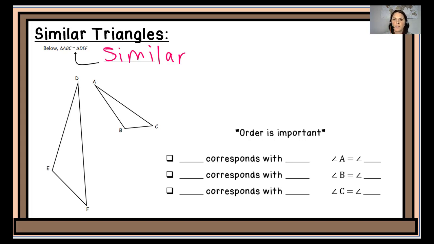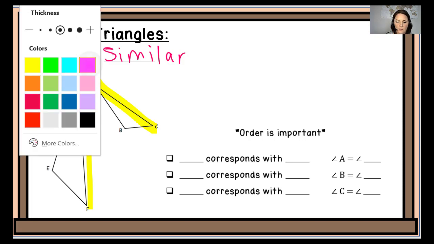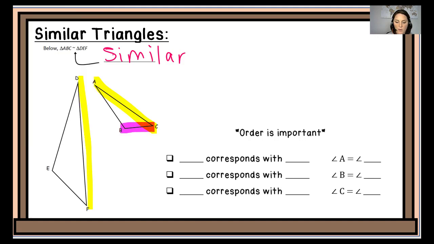So the first thing that we're going to do is highlight corresponding side lengths that are similar. I'm going to get my highlighter tool out, and length DF on the big triangle corresponds with AC from the small triangle. If I look at BC, that one corresponds with EF. And last but not least, AB corresponds with side length DE.